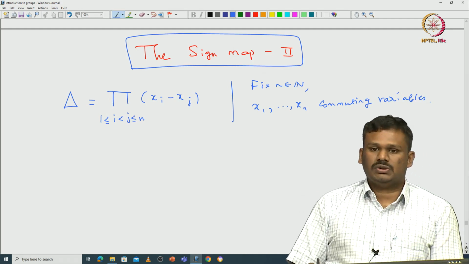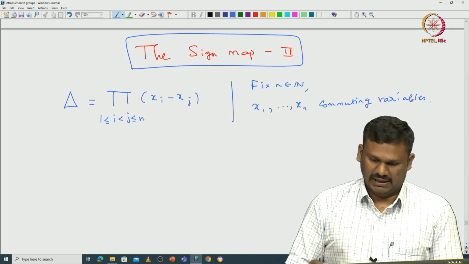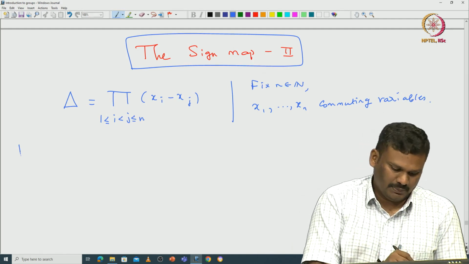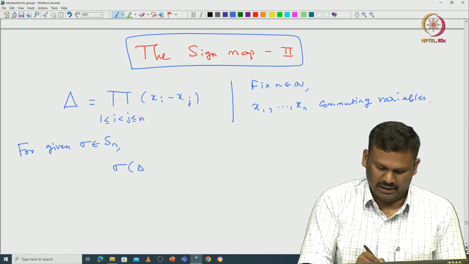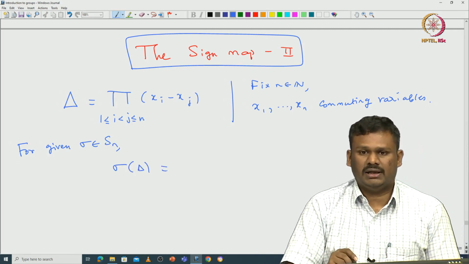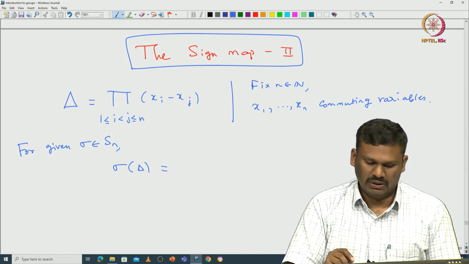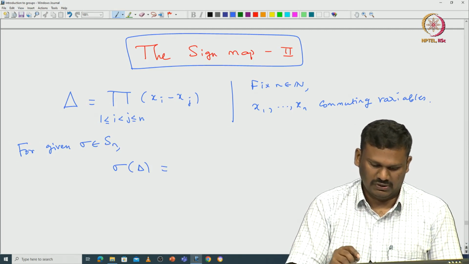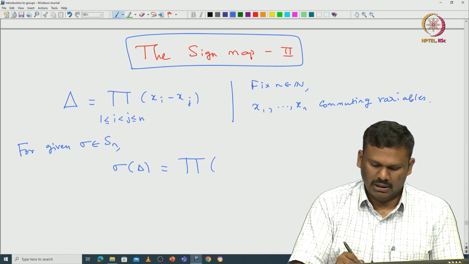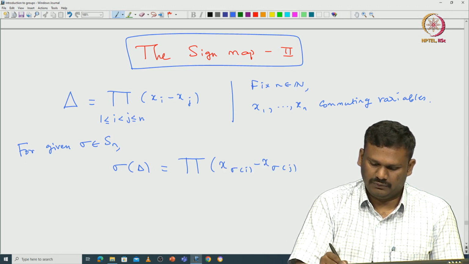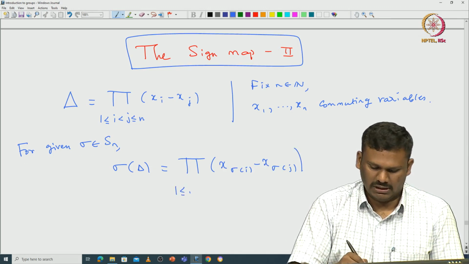We wanted to use this delta in order to define this sign map. For that purpose, for a given sigma coming from Sn, we define what is called sigma of delta. Sigma of delta is obtained from delta by permuting the variables xi with respect to sigma. By definition you again take the product of x sigma of i minus x sigma of j, where 1 less than or equal to i less than j less than or equal to n.